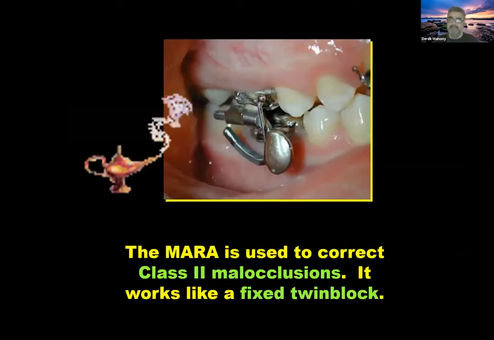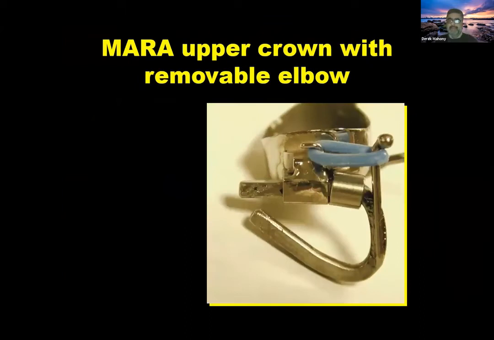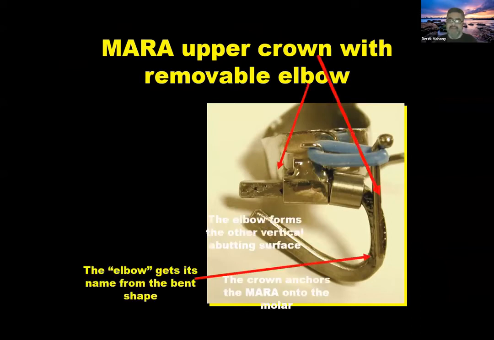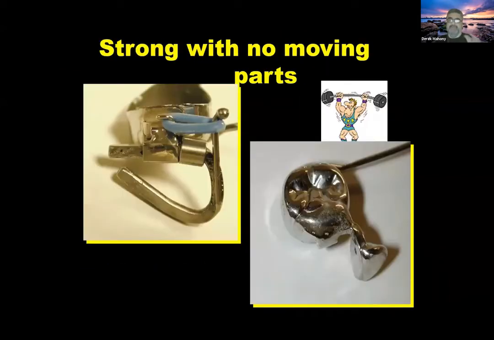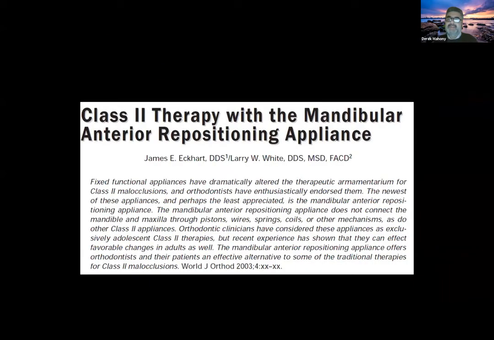So effectively, you're looking at a fixed twin block. When the patient bites, they have to bite ahead of that arm. In the lower, you can see you've got the arm and you've got a pad so you don't have the irritation on the cheek. In the upper, you've got the elbow that allows the stepwise advancement. And when you put the arm and the elbow together, you've actually got the ability of repositioning the mandible and then dealing with the fixed braces at the same time.